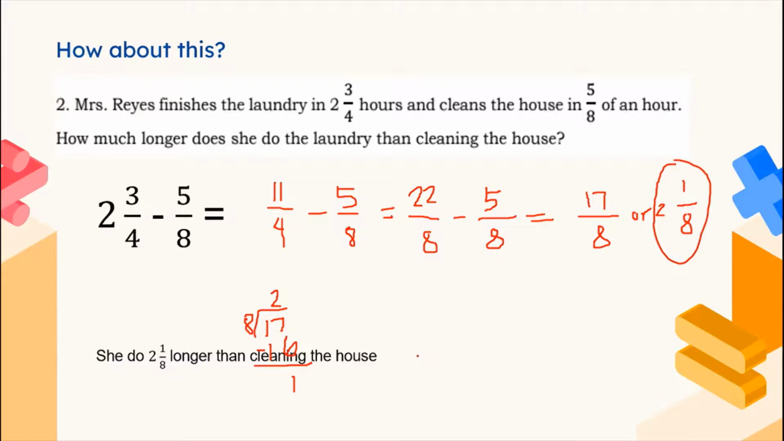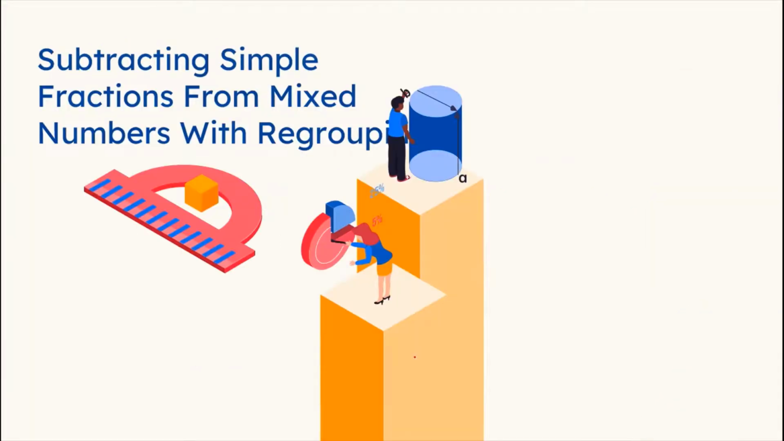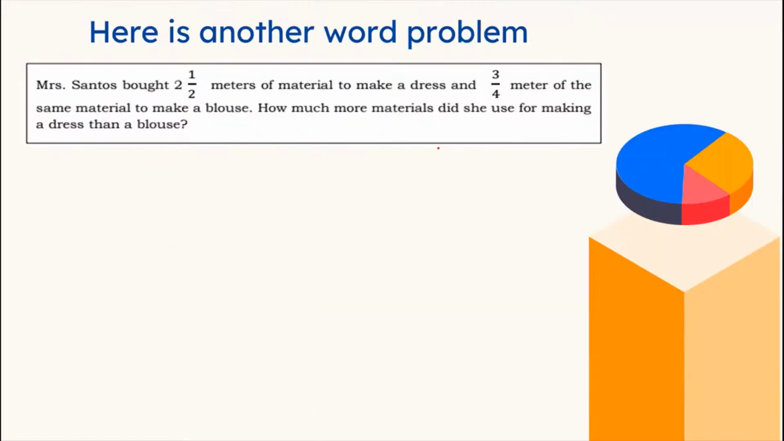Okay, so let's proceed. This time we're going to subtract simple fractions from mixed numbers with regrouping. Let's try to have some word problem here. Mrs. Santos bought 2 1/2 meters of material to make a dress and 3/4 meter of the same material to make a blouse. Now, how much more material did she use for making a dress than a blouse? For this time, we're again going to subtract 2 1/2 by 3/4. Change this one into an improper fraction.